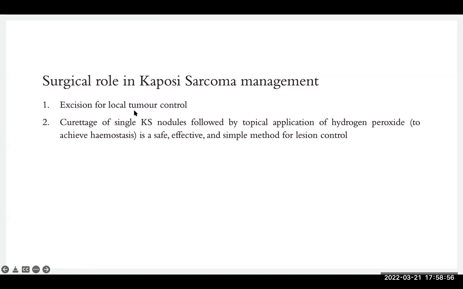We talked about how to deal with small lesions, which appear benign. This one is malignant, but it's a similar way we deal with them. So curettage of these small lesions is usually followed by hydrogen peroxide. This is mainly to stop the bleeding. Yeah, that's basically it. That's mostly what I wanted us to know.